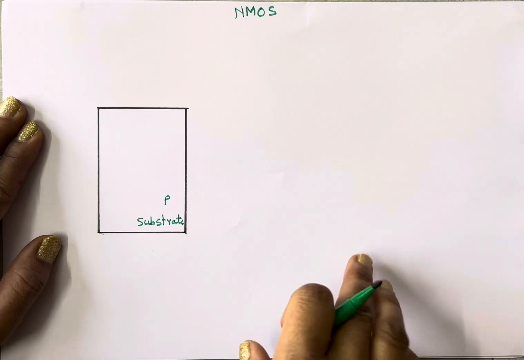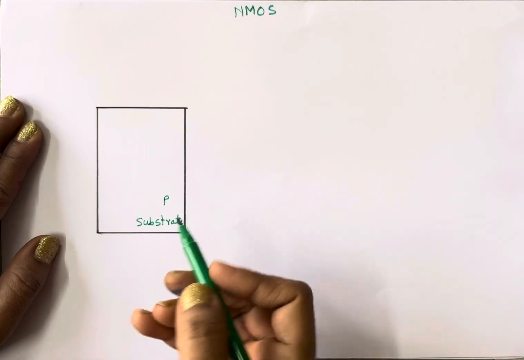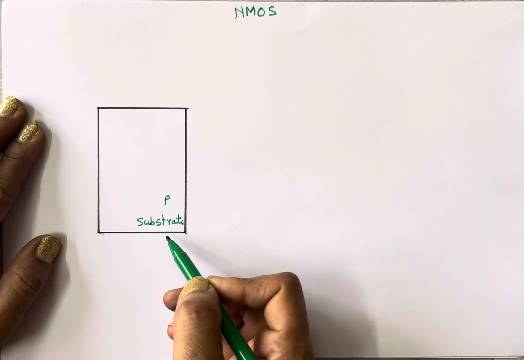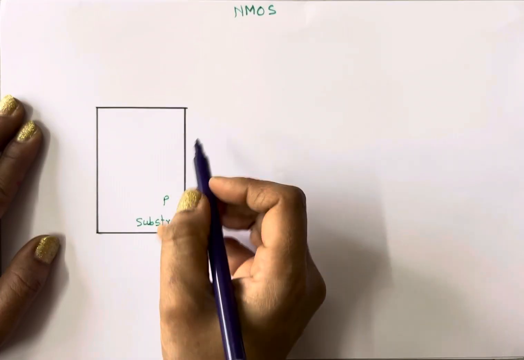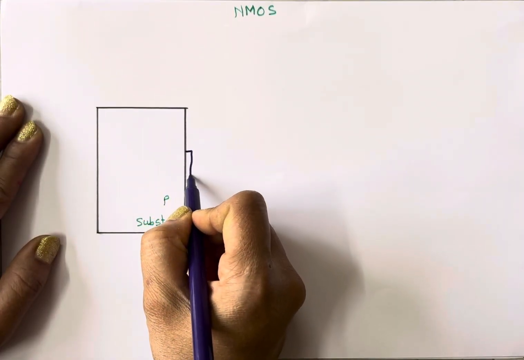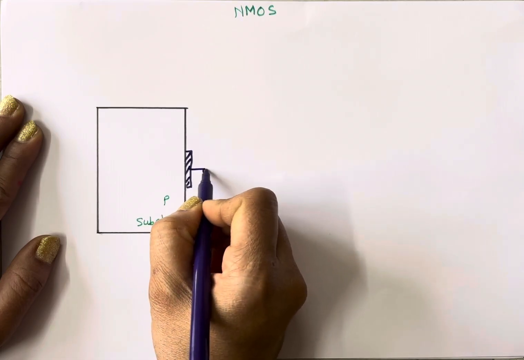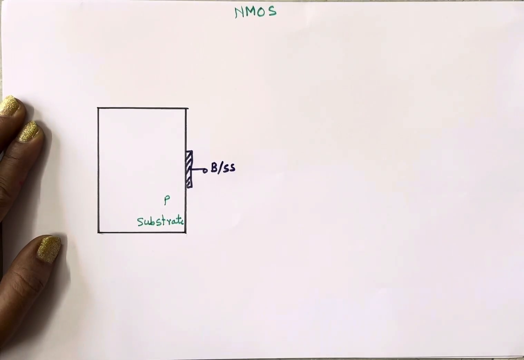For implementation of N-channel MOSFET, we need to take some base material. So for NMOS, base material is P-type substrate. So this is a P-type substrate. Sometimes we call it as body terminal also. Then here we will take metal contact, and this is a body terminal or substrate terminal.